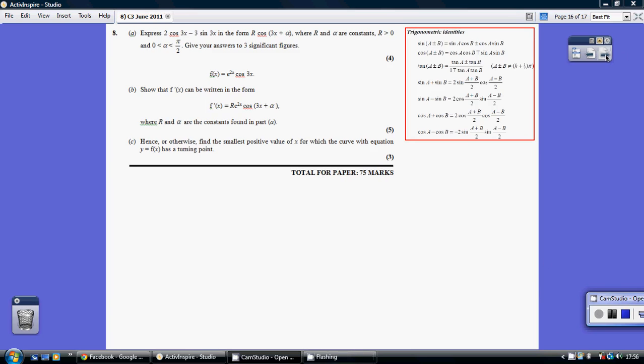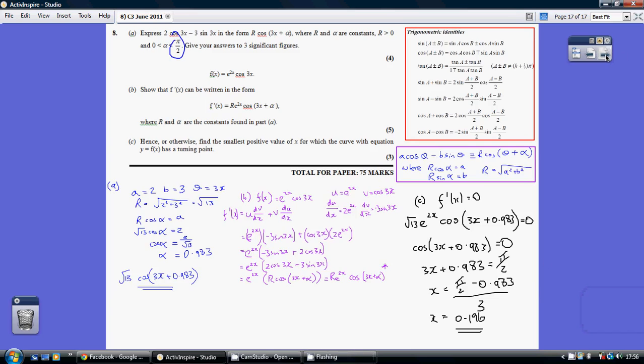Question 8. Now, despite the fact we're given plenty of trig identities, again, unfortunately, this question doesn't provide any that are of any use to us. We need to be using this that needs to be learnt.